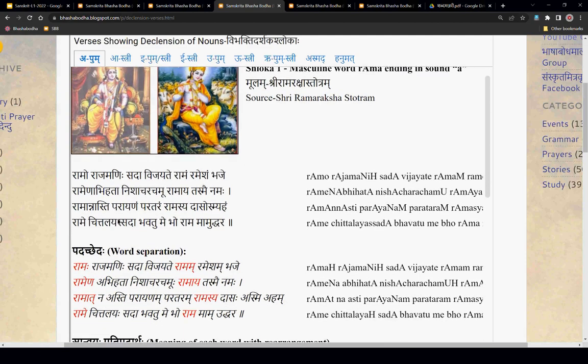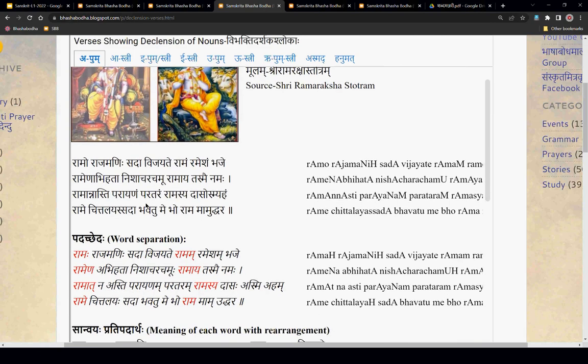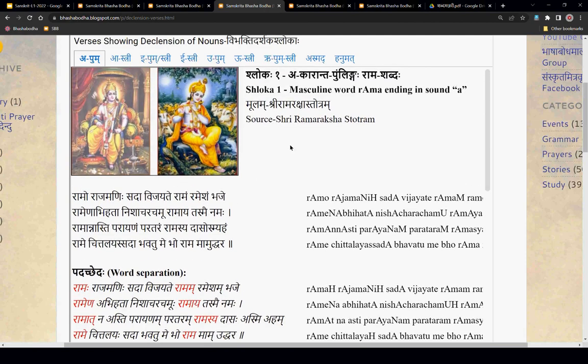Here also, Prayanam, Parataram, Ramasya, Dasosmyaham, Rame. Like that. And the two vertical lines at the end indicate the end of the verse, the end of the shloka, like a paragraph.